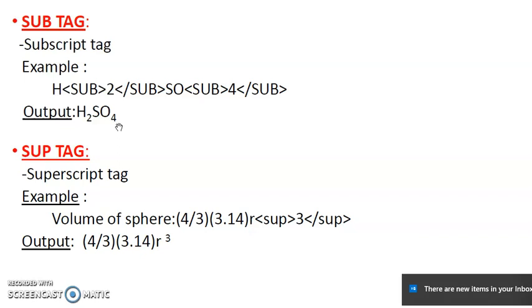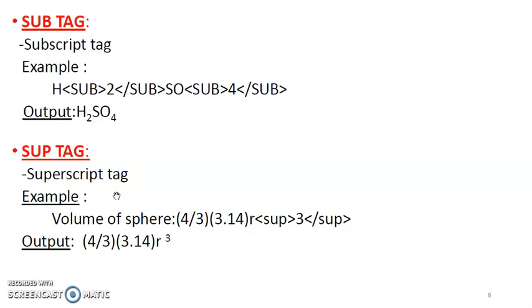Now your second tag is your sup tag, that is your superscript tag. You can see the example, volume of sphere 4 by 3 into 3.14, then into R, and I am mentioning the 3 in between the sup tag. So you can see the output.